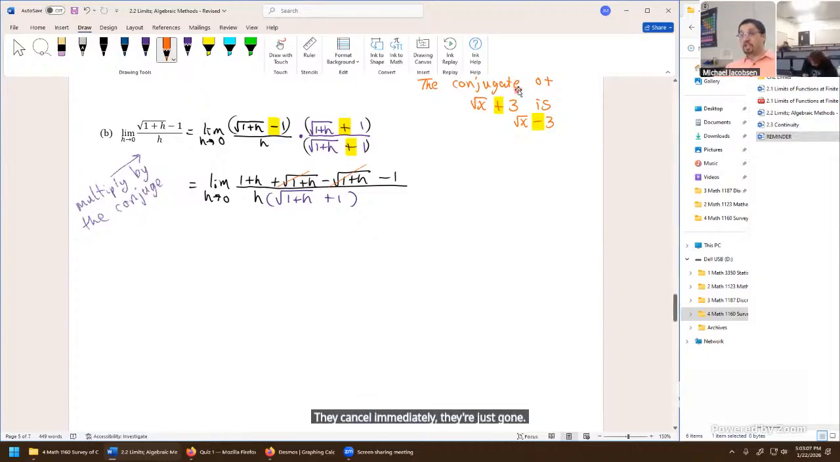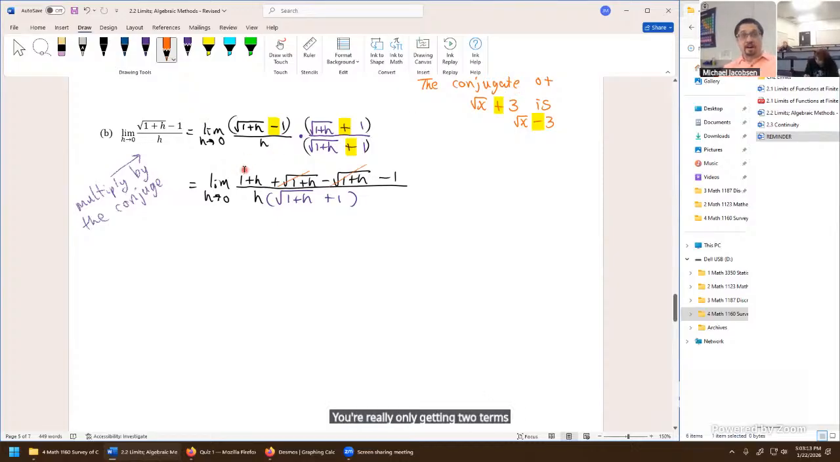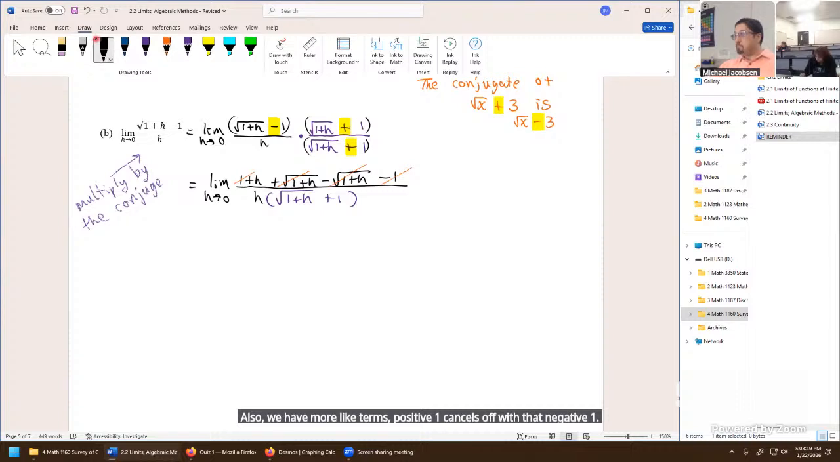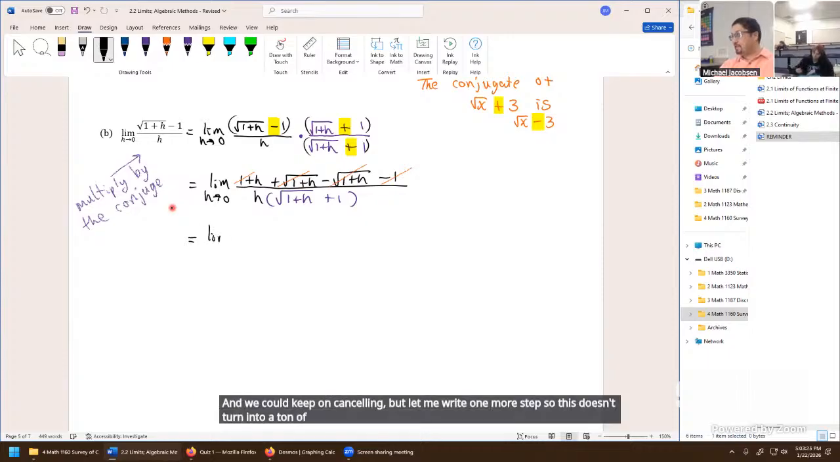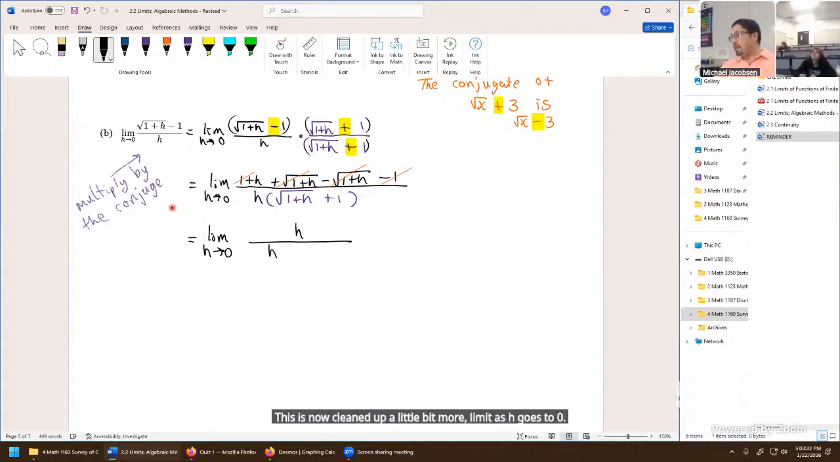But if you multiply the conjugate by the conjugate, that's the expectation. You really are only getting 2 terms, and the square root has come off. Also, we have more like terms. Positive 1 cancels off with that negative 1. And we could keep on canceling, but let me write one more step so this doesn't turn into a ton of visual noise. This is now cleaned up a little bit more. Limit as h goes to 0, h divided by h times root 1 plus h plus 1.